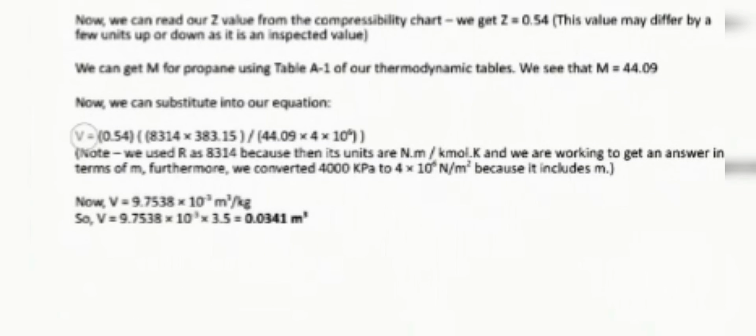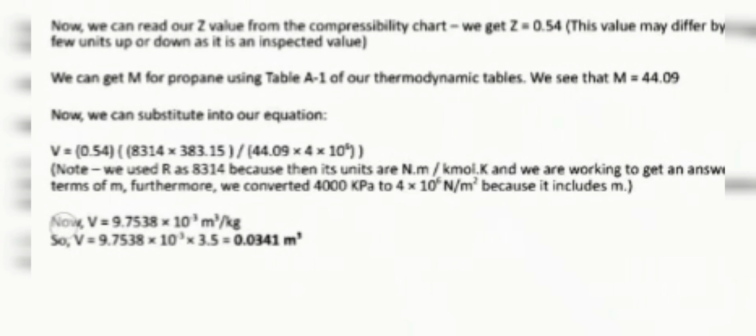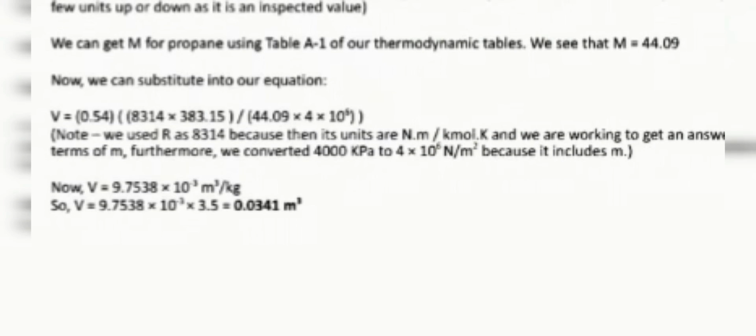We then substitute into our equation. And please note that we use our R value as 8314 because these units better align for us to find our answer in meters cubed than when we use 8.314. Once we find our Z value, we can see that the units are meters cubed per kg, but we want our answers in meters cubed. So we have to multiply by the mass in kgs, and then we will get our V alone as this value.